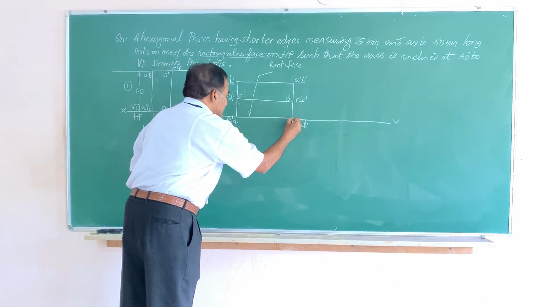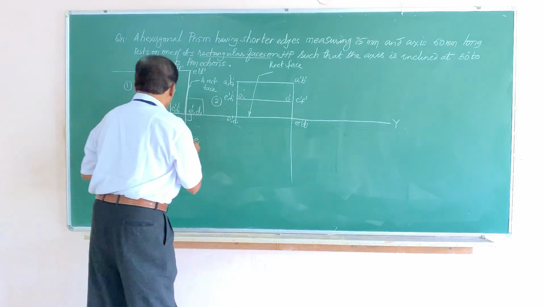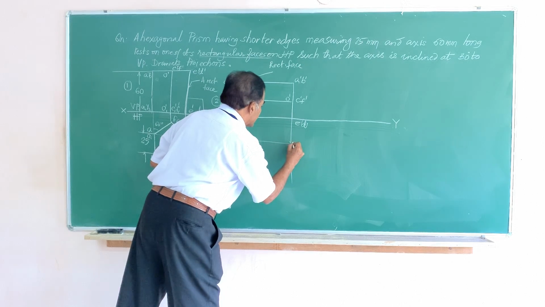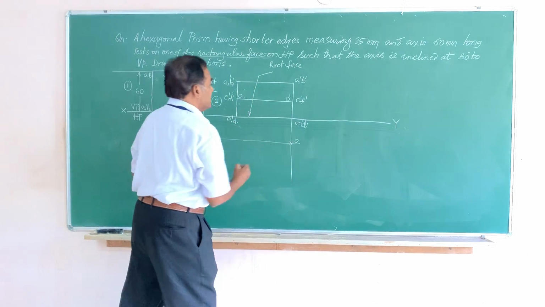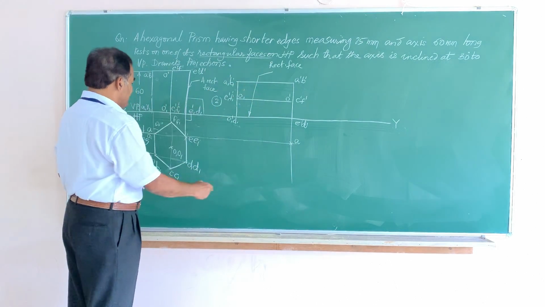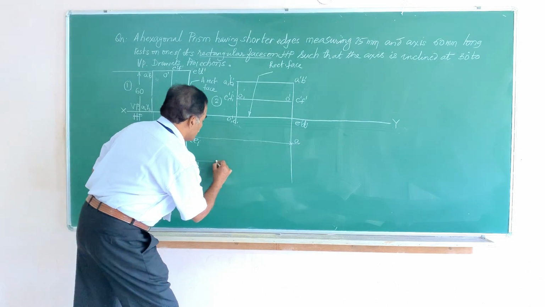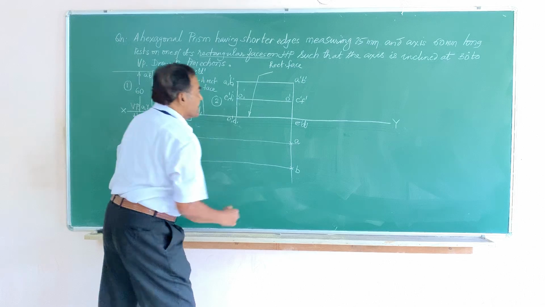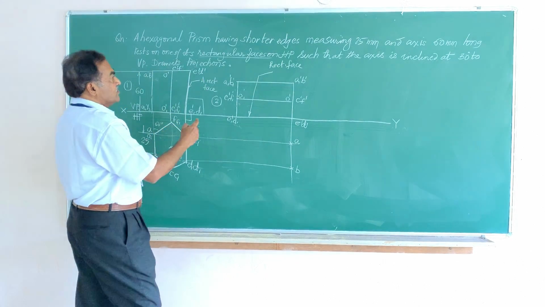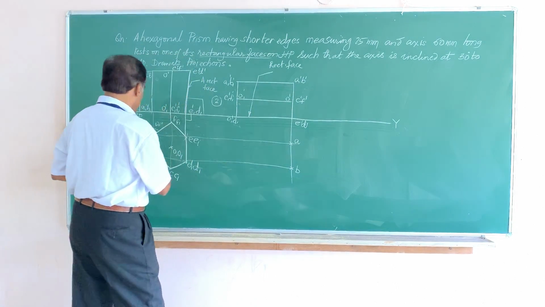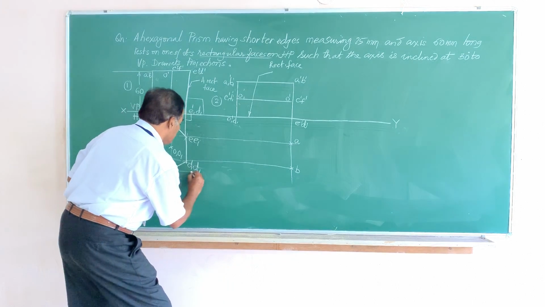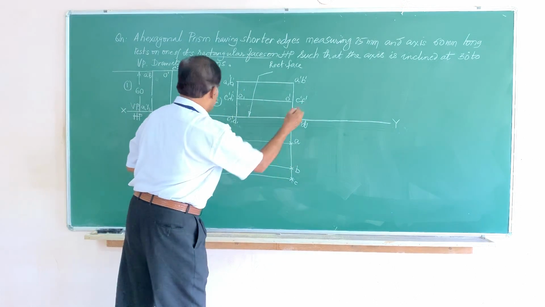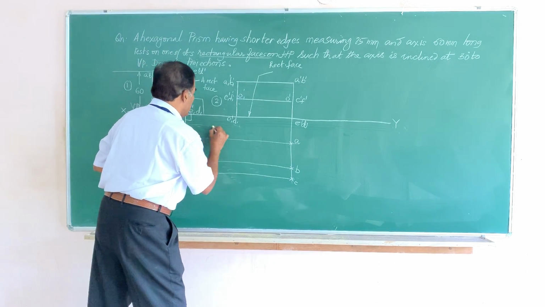So I draw a vertical line from A, horizontal line from A. The point where those two intersect is the point A. Similarly, vertical line from B, horizontal line from B. Again, you are going to get the point B. Likewise, if you draw from C, vertical from C, horizontal line from C, you are going to get the point C. Equal distance on the other end, you will get point F.